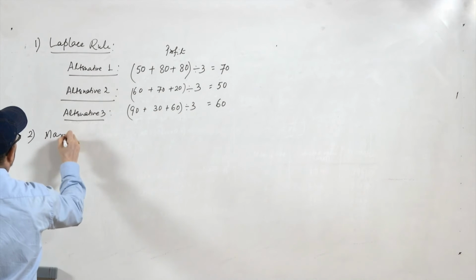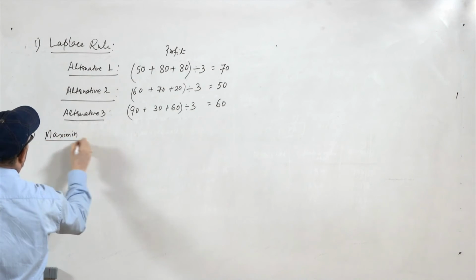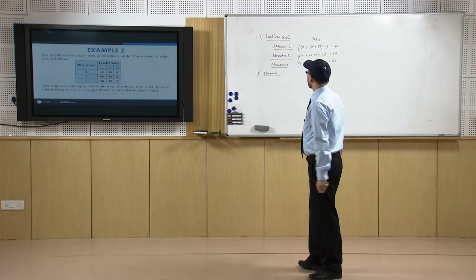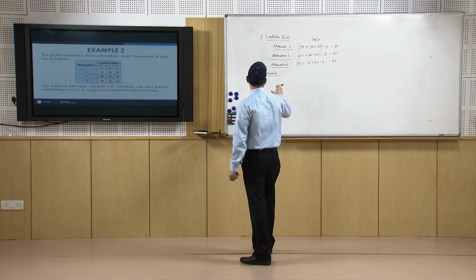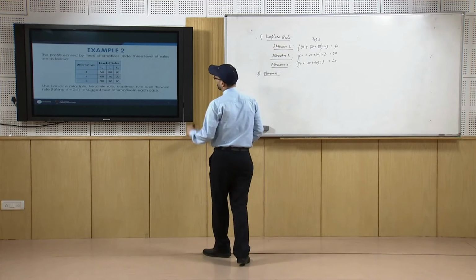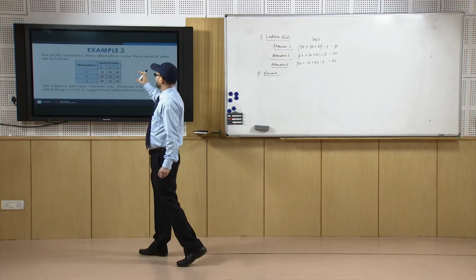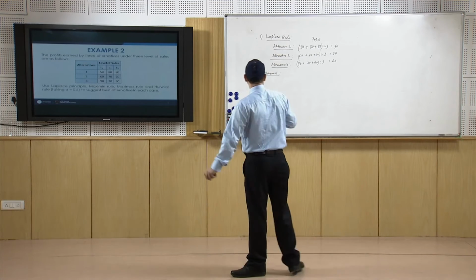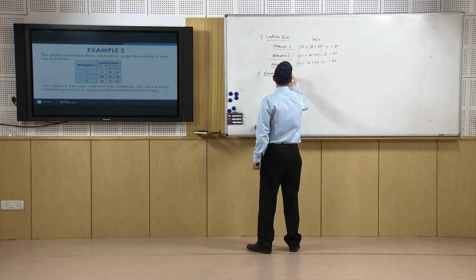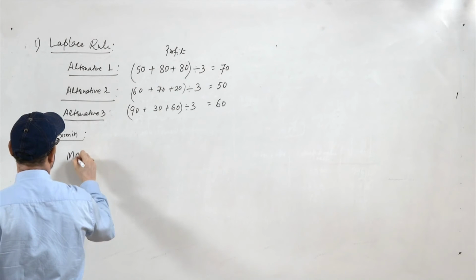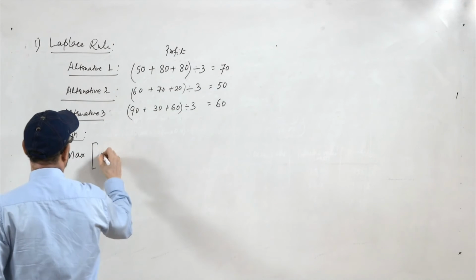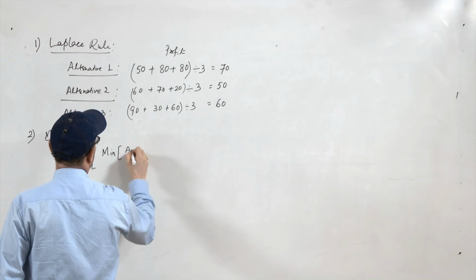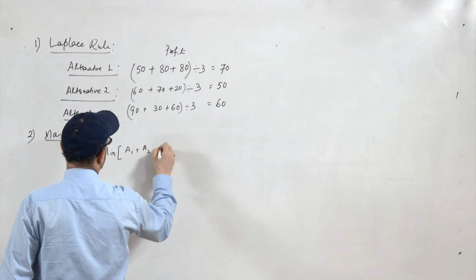Using Maximin. Now, in the Maximin, what we do is take the maximum value of the minimum profit given by each of the alternatives. So, if you look at it, it will be the maximum of the minimum by alternative A1, A2 and A3.